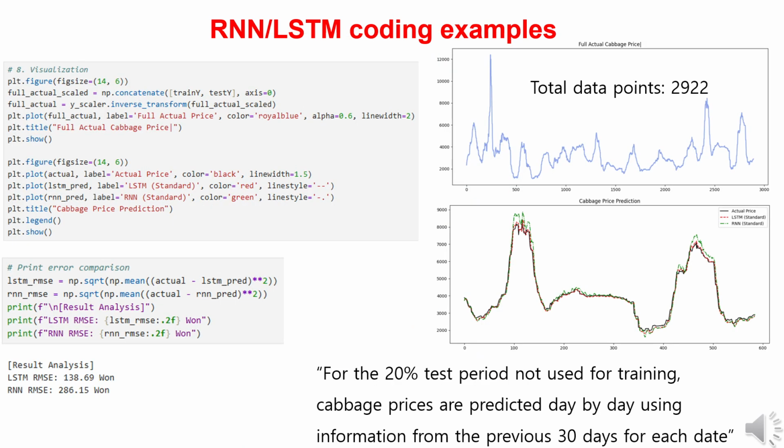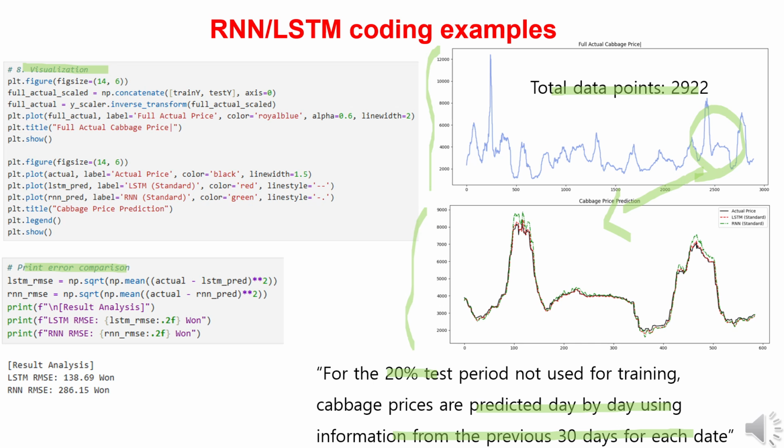In this step, we visualize the model predictions and quantitatively compare them with the actual prices. The first plot shows the entire cabbage price time series, including both the training and test periods, allowing us to observe the overall trend and variability of the data. The second plot focuses on the 20% test period that was not used for training and compares the actual cabbage prices with the predictions from the LSTM and RNN models. Each predicted value is generated sequentially on a daily basis, using the previous 30 days of information as input. In other words, for each date in the test period, the model predicts the next day's price based on the temperature, rainfall, and price data from the preceding 30 days.